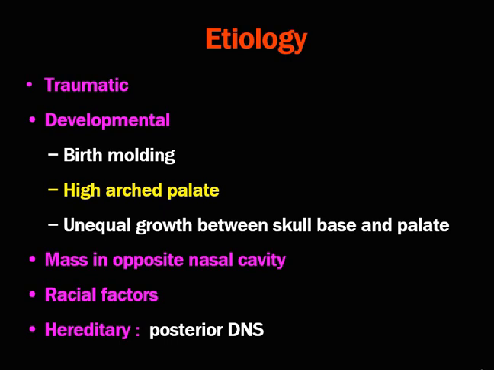Developmental insults like birth molding phenomena, high arch palate, and unequal growth between the skull base and palate also lead to DNS. A mass in the opposite nasal cavity leads to DNS to the opposite side. Racial factors like Brahmins or Aryans, and posterior DNS is supposed to be due to hereditary conditions.